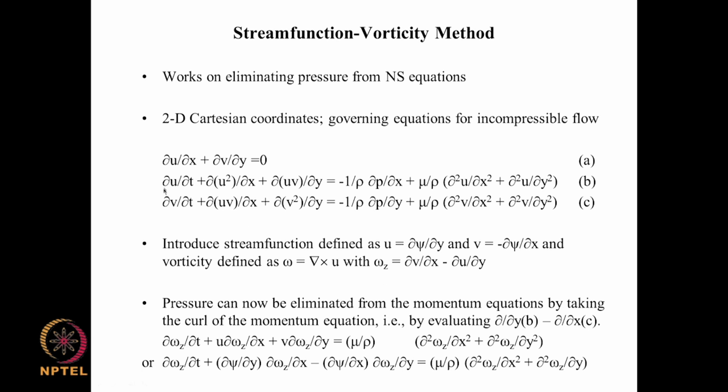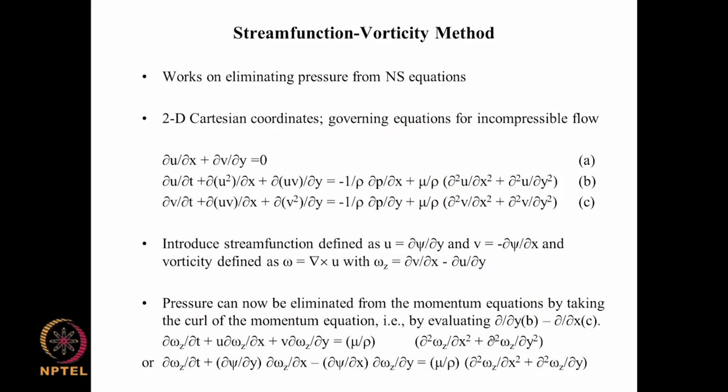So you write this as ∂/∂y of ∂u/∂t plus ∂/∂y of ∂/∂x of u² plus ∂/∂y of ∂(uv)/∂y equal to minus ∂/∂y of 1/ρ ∂p/∂x, and so on. Before every one of these terms you put the ∂/∂y operator, and similarly for the other equation. Then you can go through some algebraic manipulation, and finally you can simplify it and get this particular equation here. We also make use of the definition of omega z to do this.